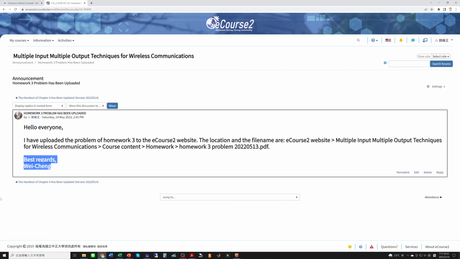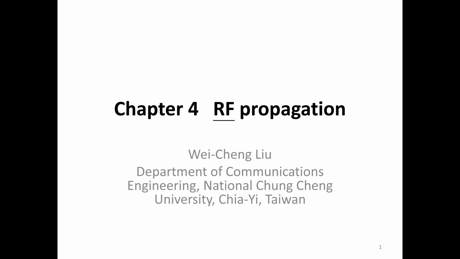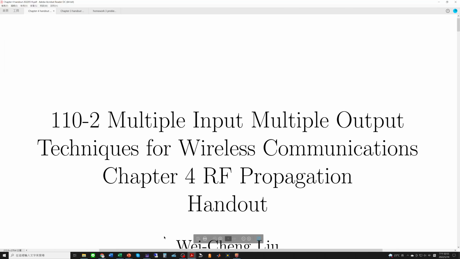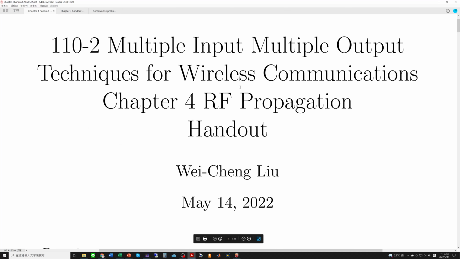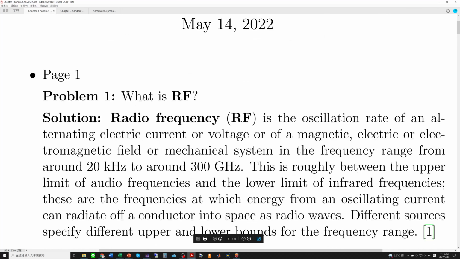Next we will teach chapter 4. Please open the slides of chapter 4 and turn to page 1. Chapter 4 is RF propagation. What is RF? Let us see the handout. Page 1, problem 1.